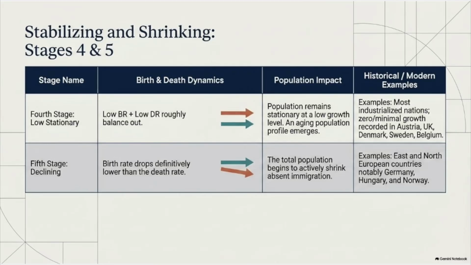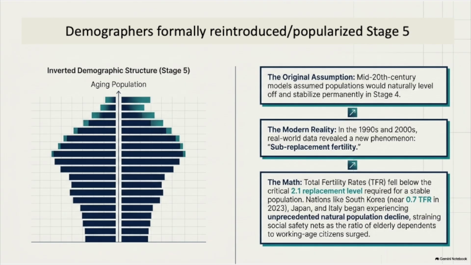In the fifth stage, declining, the birth rate drops definitively lower than the death rate, so the total population begins to actively shrink in the absence of immigration, as seen notably in Germany, Hungary, and Norway. Demographers formally reintroduced and popularized this fifth stage after observing real world data. The original assumption in mid 20th century models was that populations would naturally level off and stabilize permanently in stage 4.